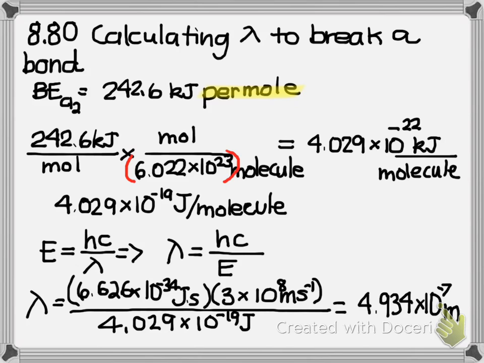Now, oftentimes the wavelength is written in nanometers, and nano is 10 to the negative 9 meters. So if I move my decimal 2 places to the right, I can convert this into nanometers, and I get 493.4 nanometers, because that would make it 10 to the negative 9. Now, this doesn't ask me what color this light is, but this is in the visible spectrum, and if you look in the visible spectrum, you would see that this light would be green.